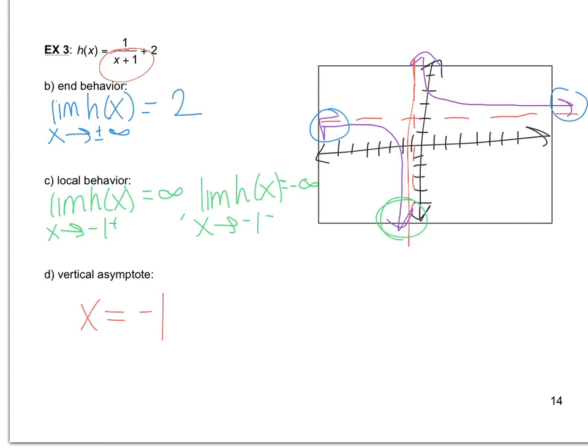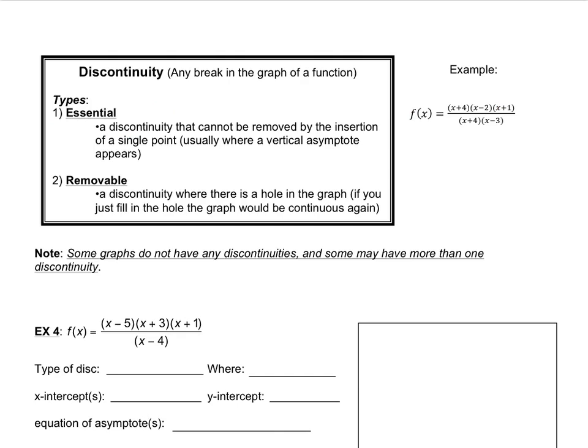Okay, so we're going to elaborate a little bit on these discontinuities that we're seeing in our graphs and how we can find those in the equation. So right now, in the past few examples, we've only seen these discontinuities that happen at vertical asymptotes, and we're going to look at more on the next page. So there's two different types of discontinuities that we have to pay attention to with rational functions, and a discontinuity is any break in the graph. So it could be an asymptote or it could be a hole. And we're going to look at those two different things.